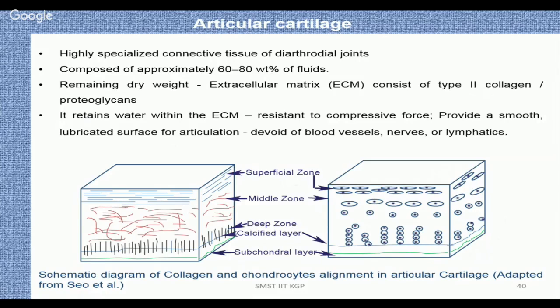And most importantly, in case of cartilage, there are no blood vessels, and that is why if cartilage has some kind of degradation, it takes much longer time for regeneration, and that is why we go for hip as well as knee surgery, specifically in case of osteoarthritis.